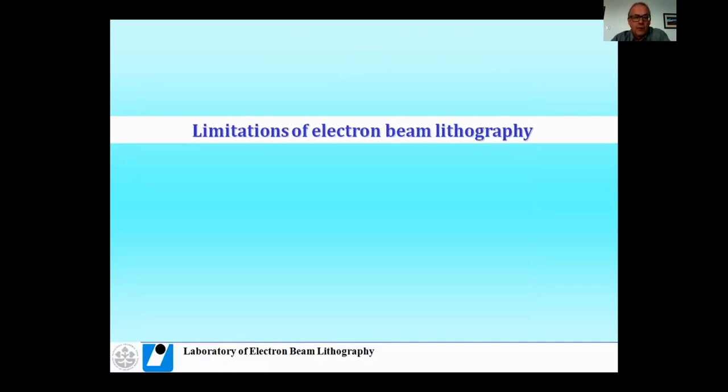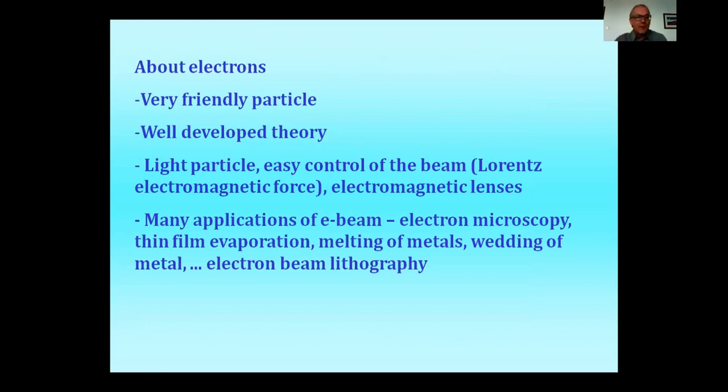So let's go to electron beam lithography in research. Some words about electrons. Electrons are very friendly particles in human life. Everybody knows electrons. There is a well developed theory, and the electron beam is easy to control by electromagnetic force, by electromagnetic lenses. There are some known applications, the well known being electron microscopy, scanning electron microscopy or transmission microscopy, also thin film evaporation, and also high energy melting of metals, even welding of metals. But we are happy with a very exciting technology, electron beam lithography.